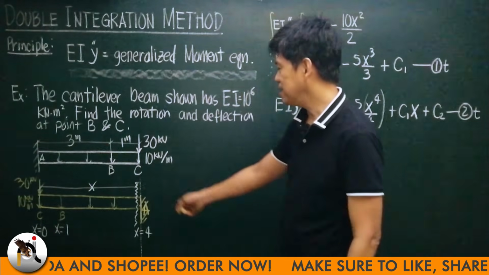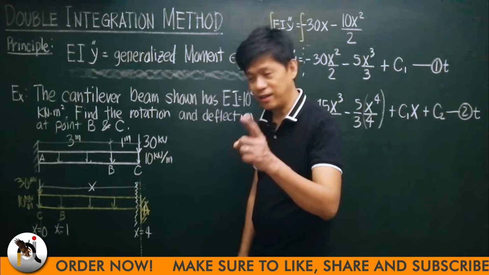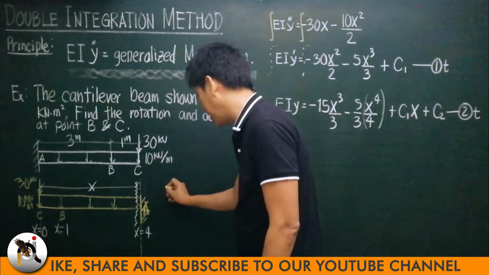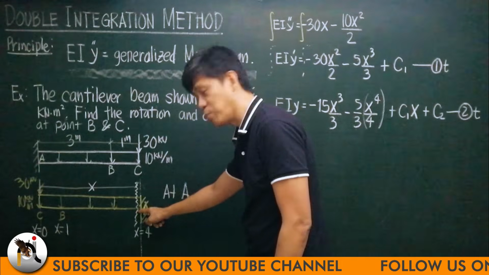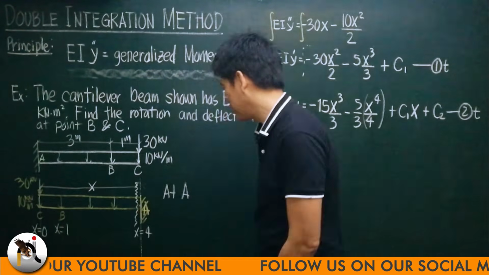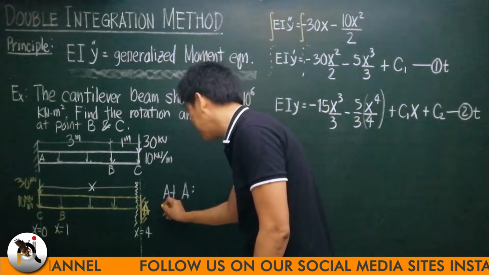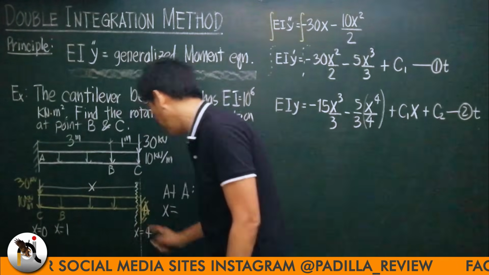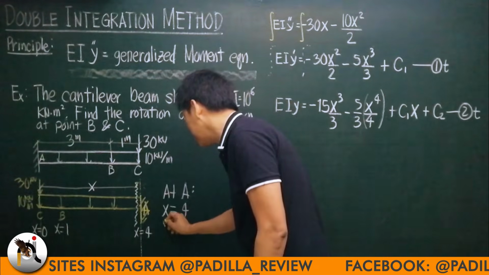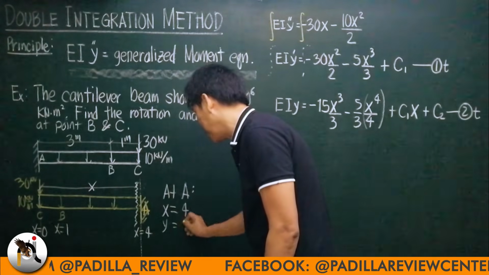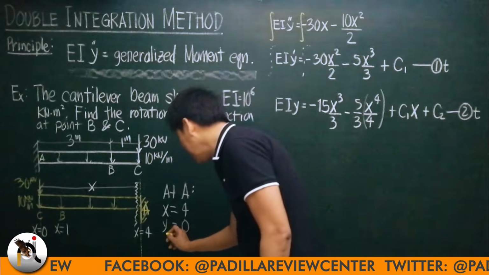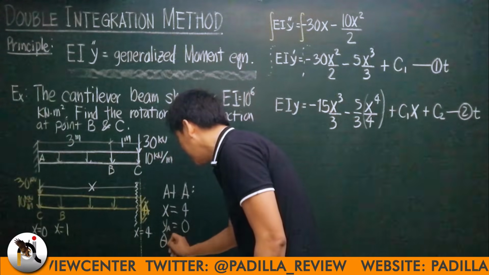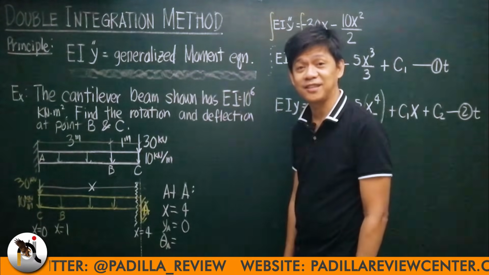Since this is a cantilever beam, the key here is the support. At the support A, we know there is no deflection, right? So at A, what is x? X is the distance from the left end. It's 4. X is 4. What is the y at A? 0, because it is a support, right? What is the theta at A?